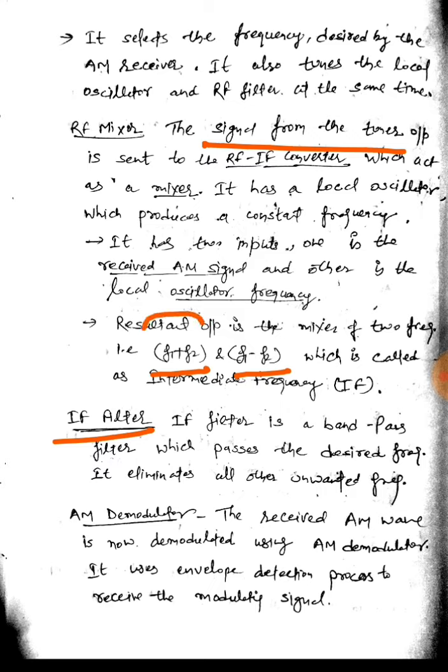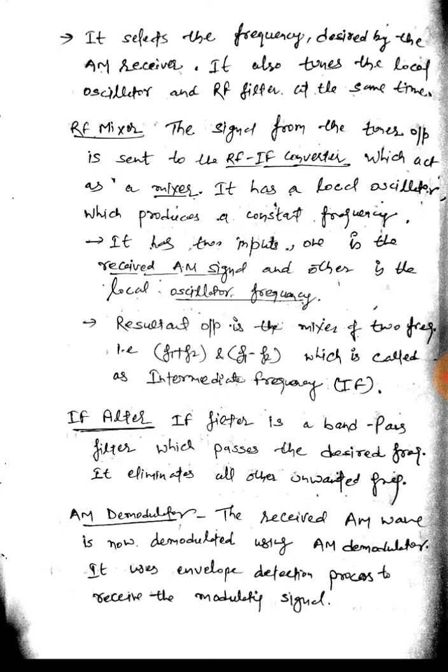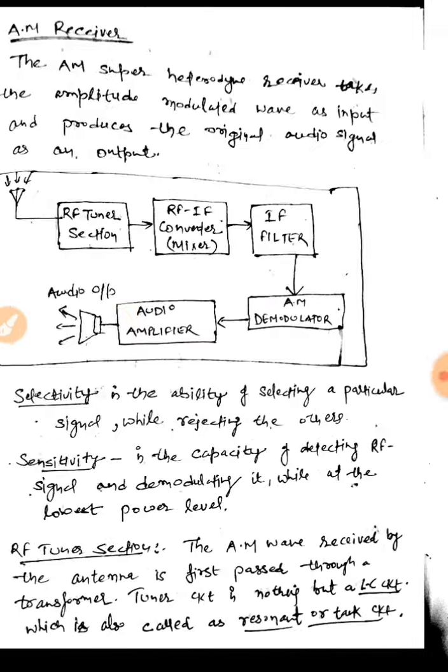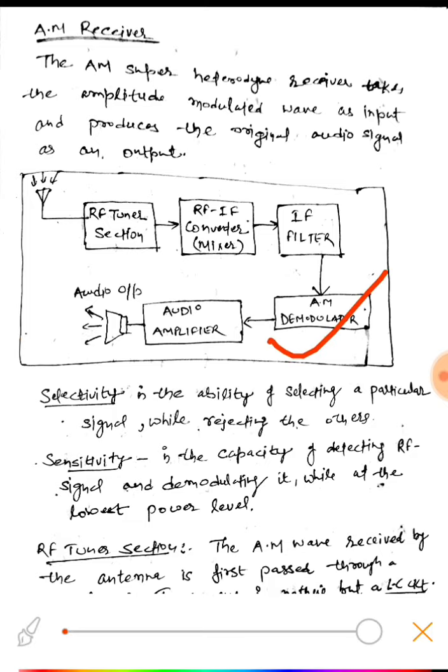Let's say if we want the frequency F1 plus F2, we can set the band pass filter to pass this frequency, and F1 minus F2 would be cancelled out. So this is a band pass filter for the selection of the desired frequency, and it eliminates the other unwanted frequencies. Next is the AM demodulator, that is this one.